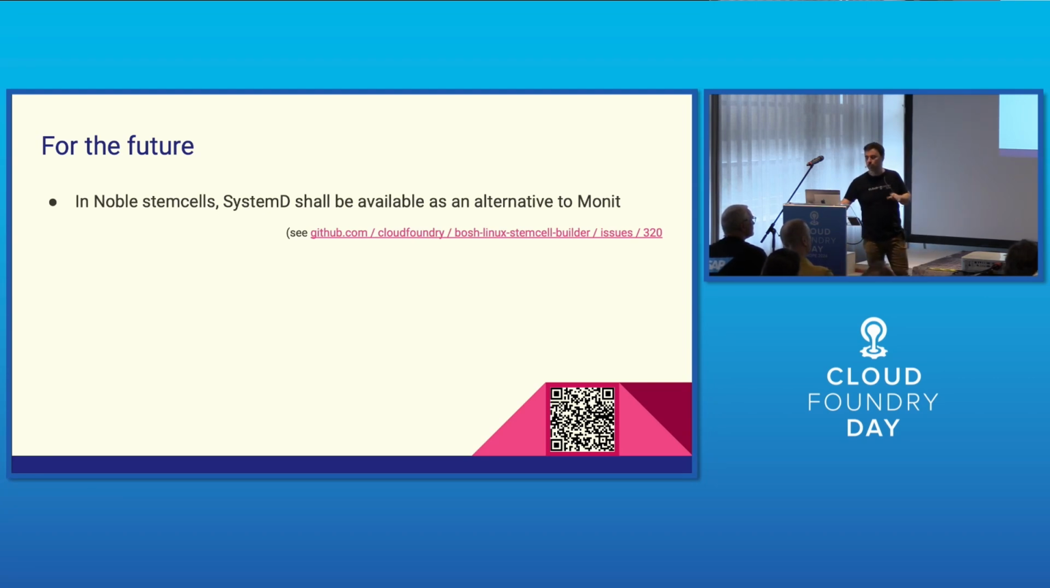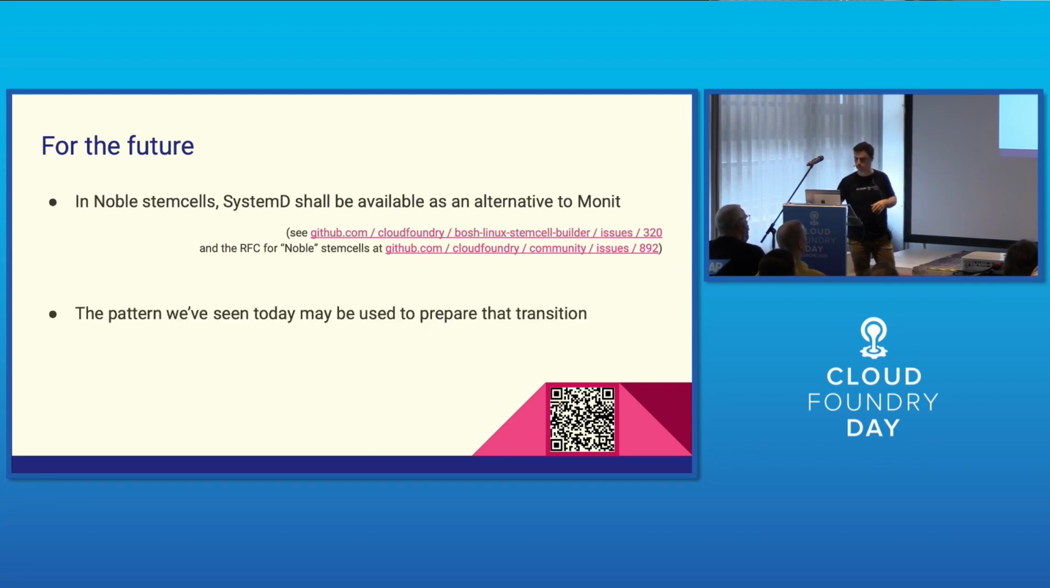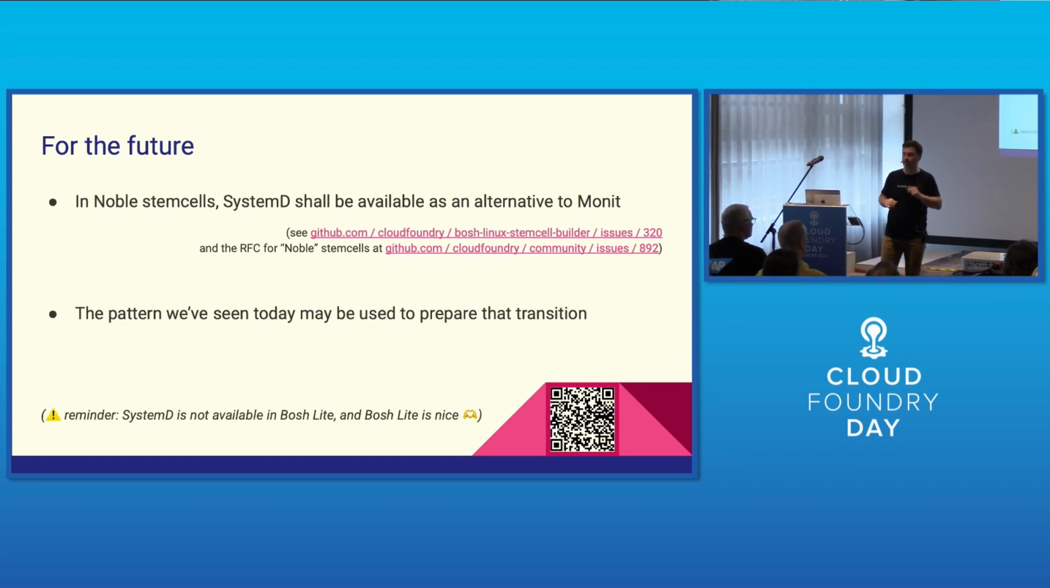So you can look at this issue about an alternative to Monit, and more generally this RFC on novel stemcells, tracking all the work on that. It's very nice. And so the pattern we've seen today may be used to prepare that transition. And remember, systemd is not available on Bosh Lite, and Bosh Lite is fine. I'm running it in production. Don't say that to anyone.